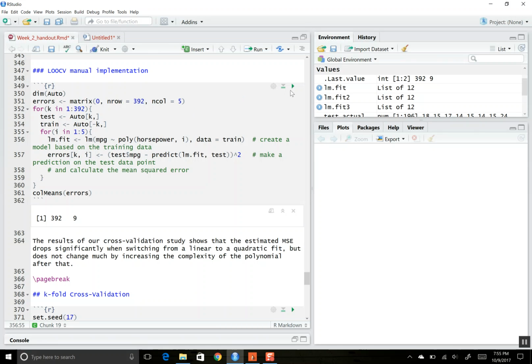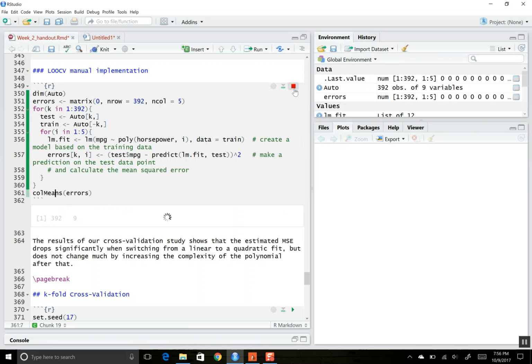So it takes the computer a little bit of time to run this because it's got a lot of things to do. And then at the very end, we're going to take the mean of column 1, which is the leave one out cross-validation error of model 1, the linear fit. Then we take the mean of column 2, the cross-validation error for models of order 2, and so on. Okay, so I run this. It's running.